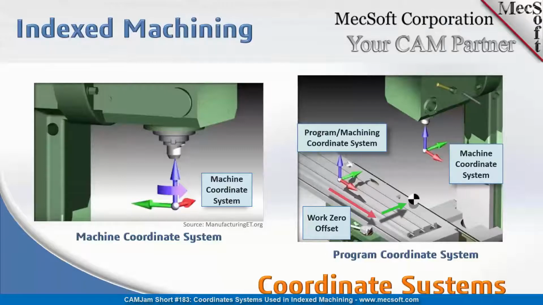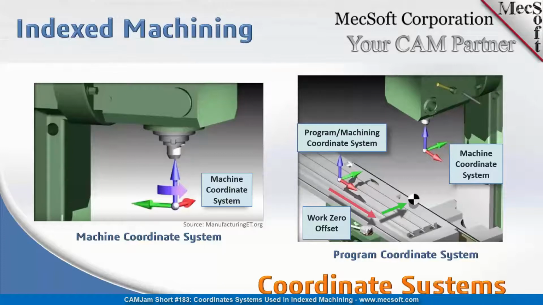I'm using a lot of words here, but the important things to remember are the machine coordinate system and your workpiece coordinate system, or your part coordinate system. In our CAM system, the part coordinate system is defined by what we call a setup. We'll talk about that in a minute. But that's how we define the program coordinate system.